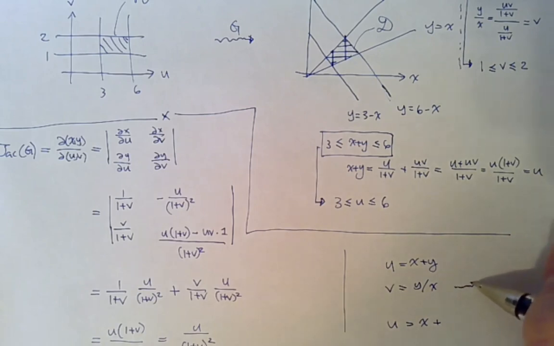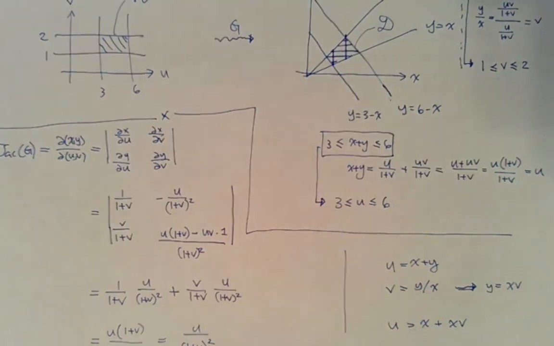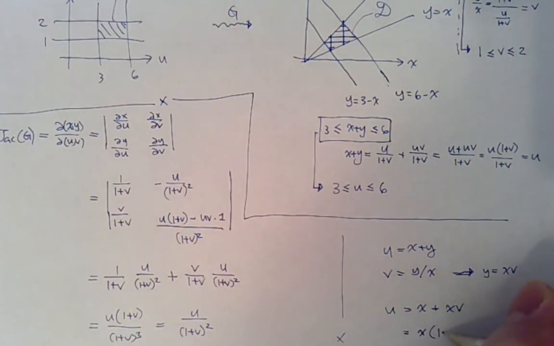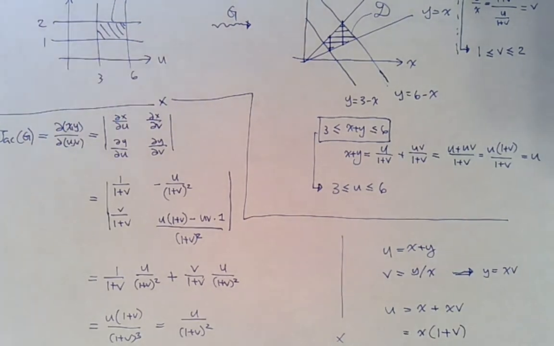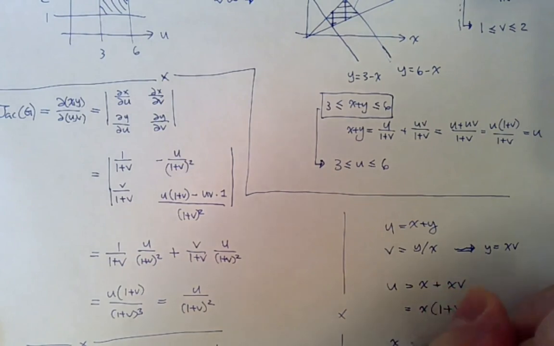Here y is equal to xv. So here we can write xv. Then we might as well factor out x and get 1 plus v. And at that point you can solve for x. x is equal to u over 1 plus v.